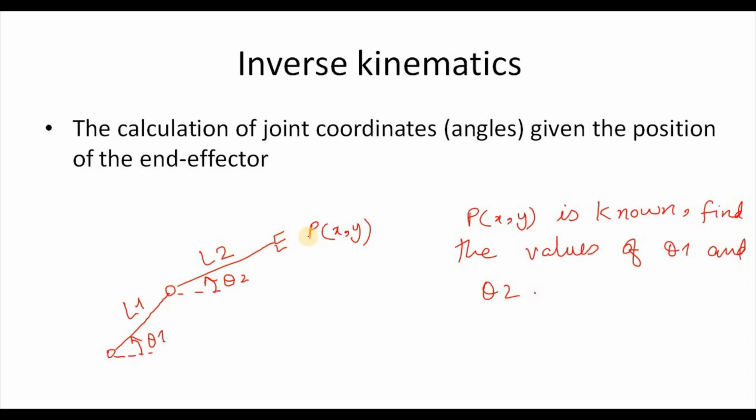So this is why it's called inverse kinematics, because it is opposite to forward kinematics. And this is also a little bit difficult and tricky to find the solution as compared to forward kinematics, because there can be multiple solutions. For example, this P point can be reached from another combination of theta 1 and theta 2, for example from this way here. So that's why inverse kinematics is difficult to find as compared to forward kinematics.